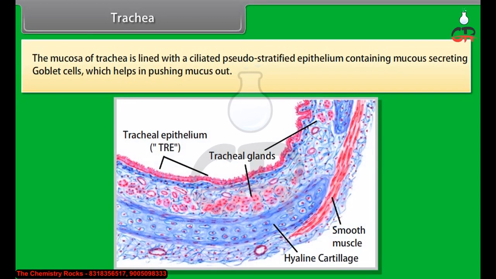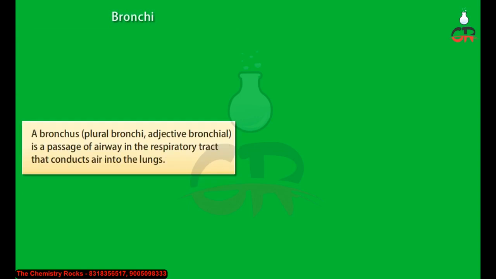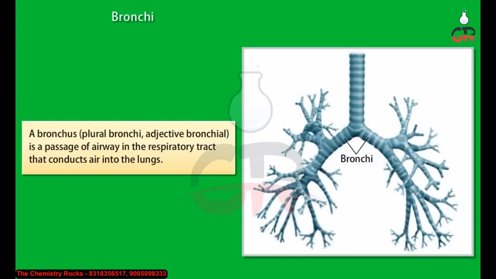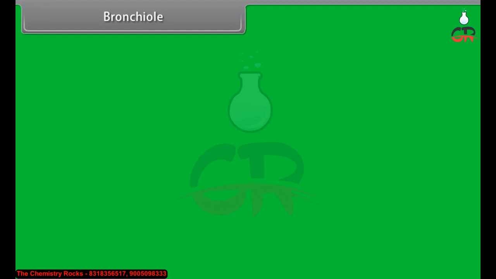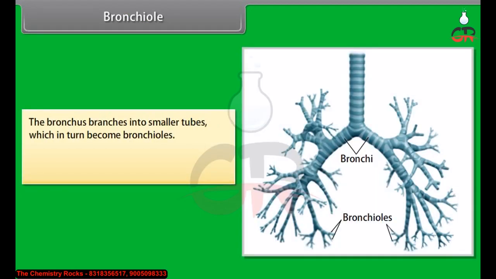Bronchi. A bronchus, plural bronchi, adjective bronchial, is a passage of airway in the respiratory tract that conducts air into the lungs. Bronchiole. The bronchus branches into smaller tubes, which in turn become bronchioles. No gas exchange takes place in this part of the lungs.